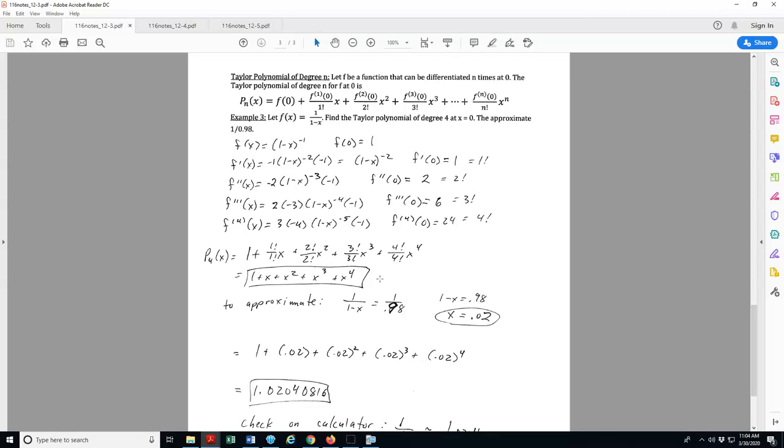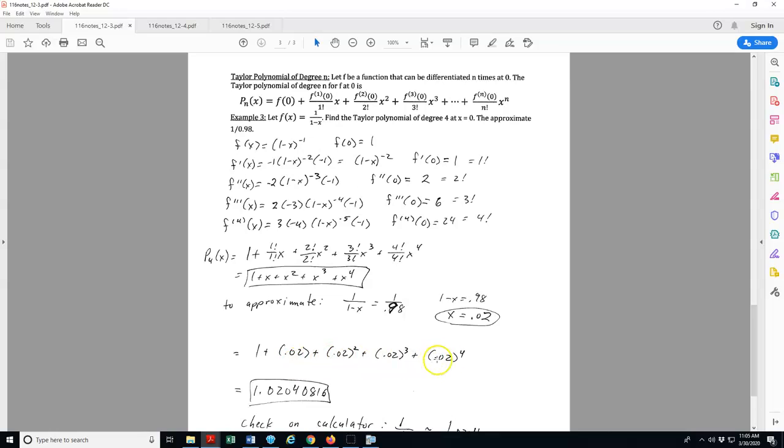Now again, we then also want to approximate. Here I've got 1 over 0.98. Now again, I'm going to set that equal to my function to find x, because that 0.98 is not my x value. When I solved, I found that my x value is actually 0.02. So again, be a little bit careful when solving for that x value.